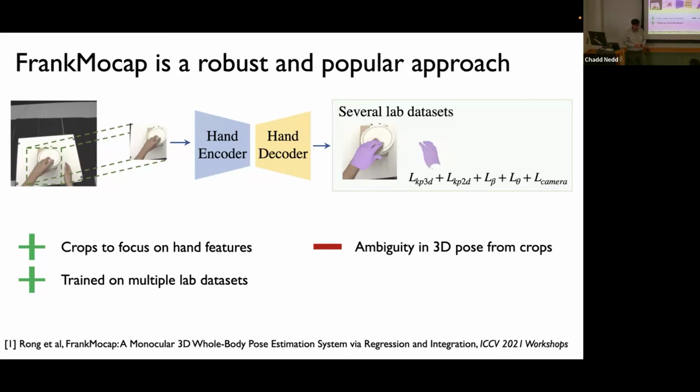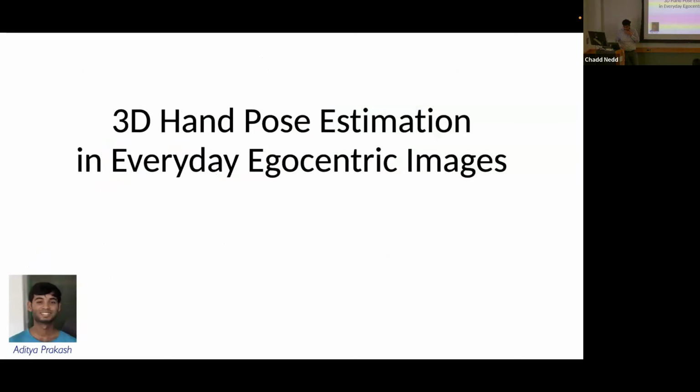But I think it misses some aspects which we are going to fix. It suffers from ambiguity in 3D pose, which arises from using crops as images, and I'll talk more about that. And second, it does not generalize in the wild because it has not been trained on such data. So this is some work on 3D hand pose estimation in everyday egocentric images.